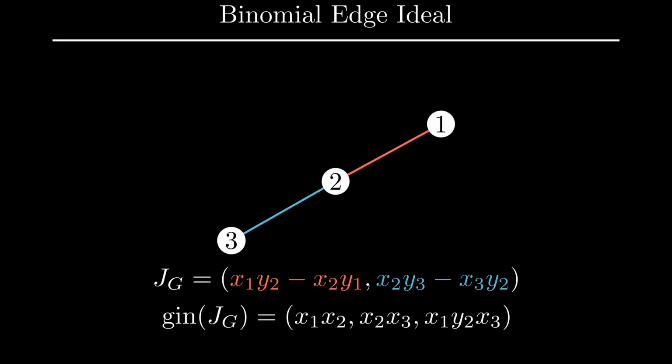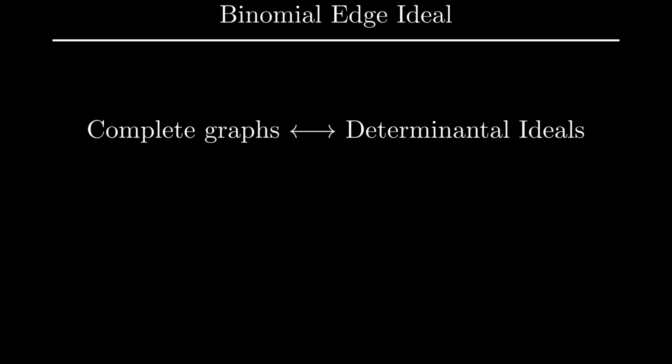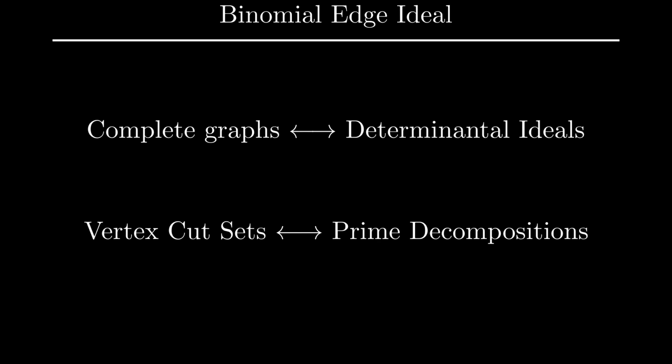We'll finish off the video with some more nifty facts. The complete graphs give examples of determinantal ideals, which are very well studied, and the primary decomposition corresponds to different ways to split the graph into pieces by removing vertices.